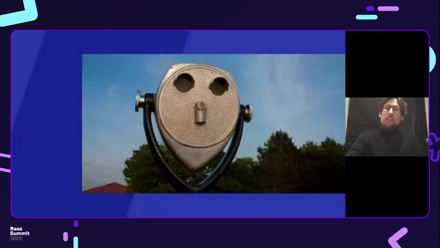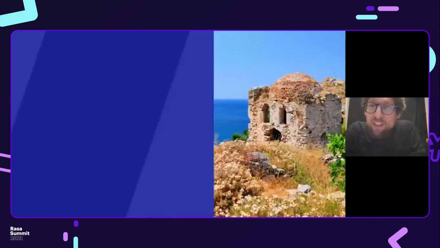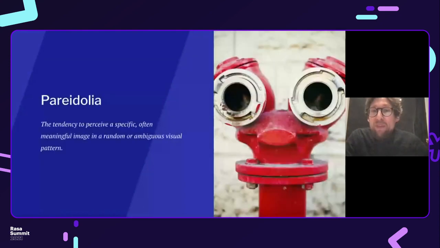Nice little face there. This one's interesting too. So everybody now in this virtual room sees a building, but we also see a face in the building, right? We see two eyes and a mouth. And this one's really cute. It's called pareidolia, right? And it's really the tendency to perceive a specific, often meaningful image in a random or ambiguous visual pattern, right? And people see people everywhere.